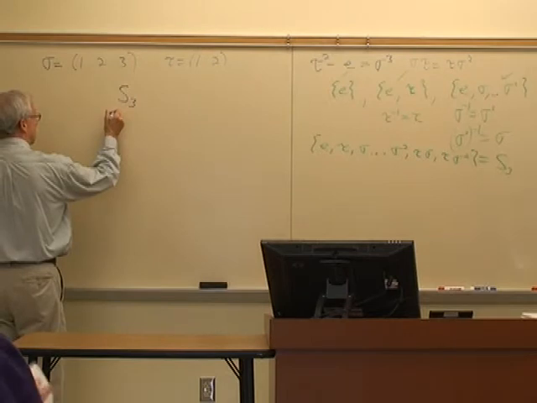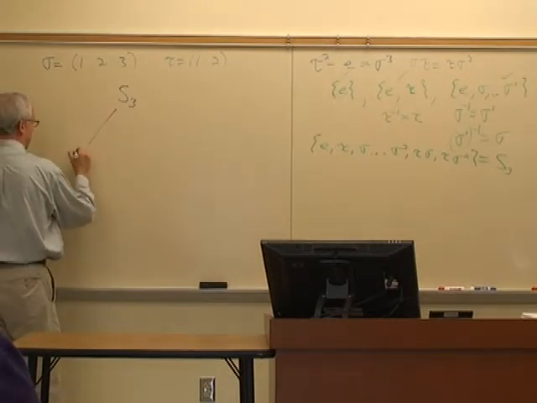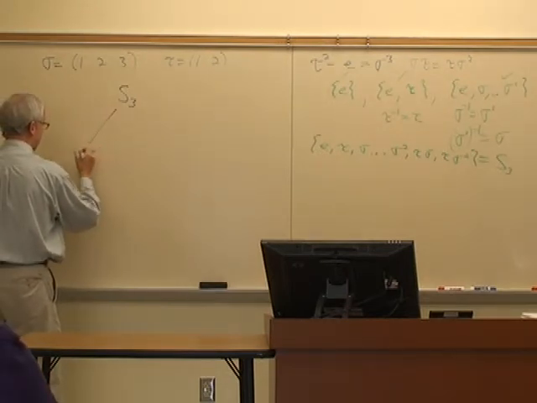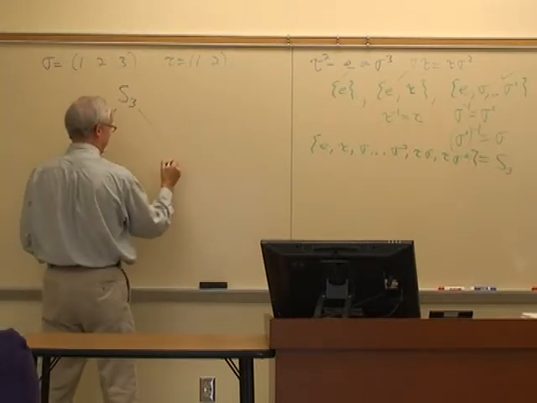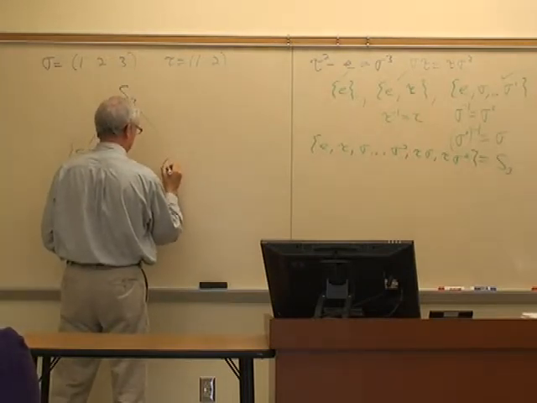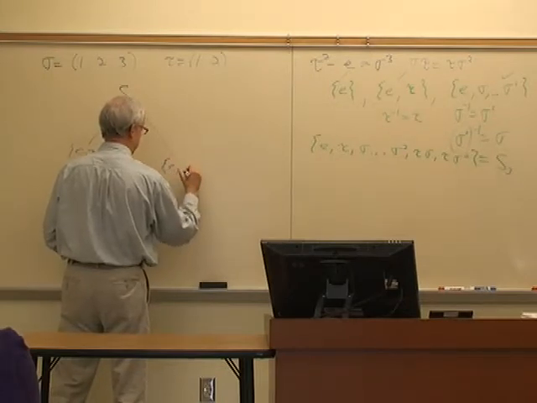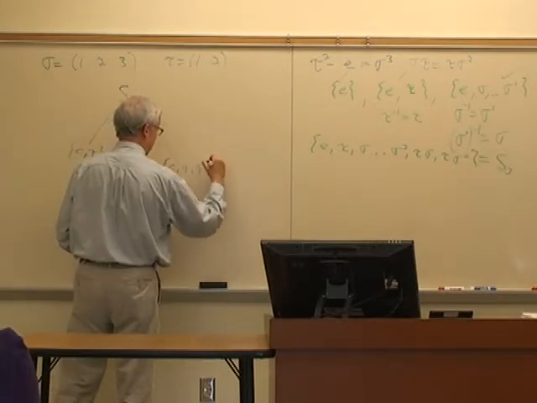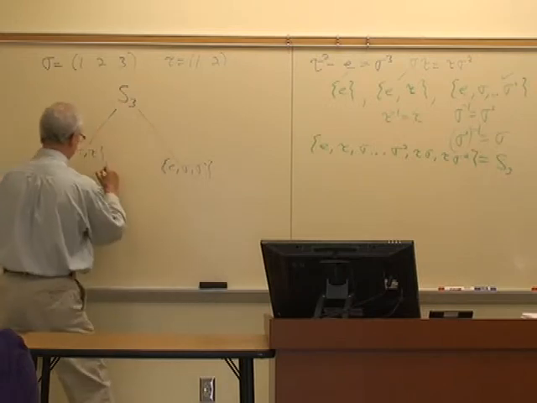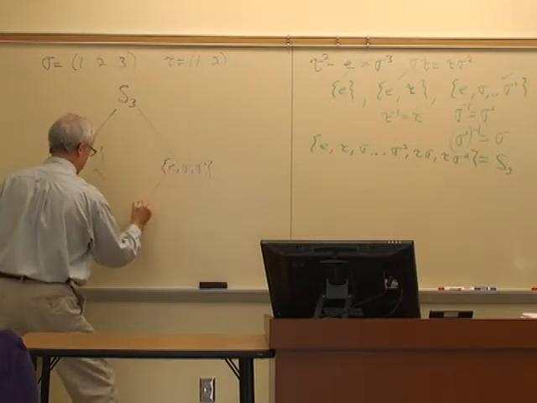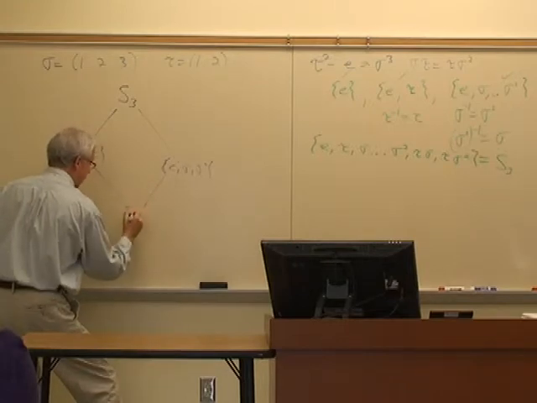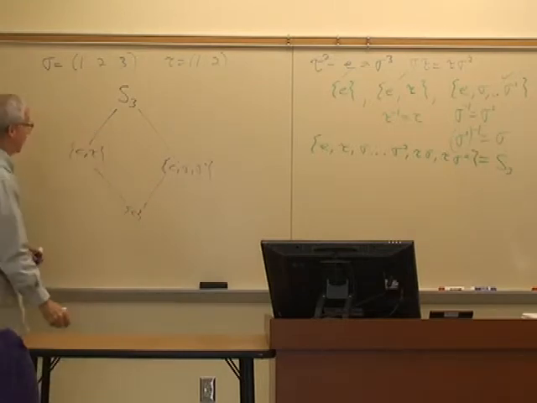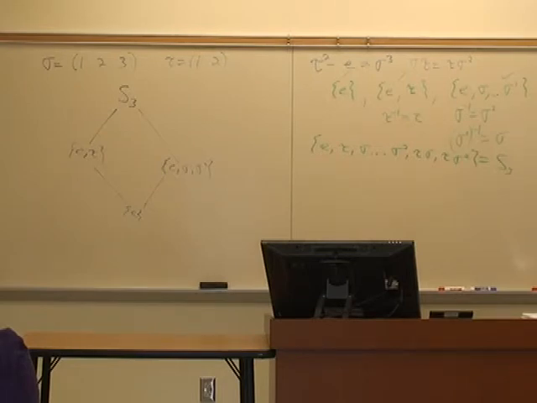So over here, I have a subgroup. It's E tau. And over here, I have a subgroup that's disconnected. It's E, sigma, and sigma squared. And then these are both supergroups, and E is a subgroup of both of these. So that's my subgroup tree for S3.